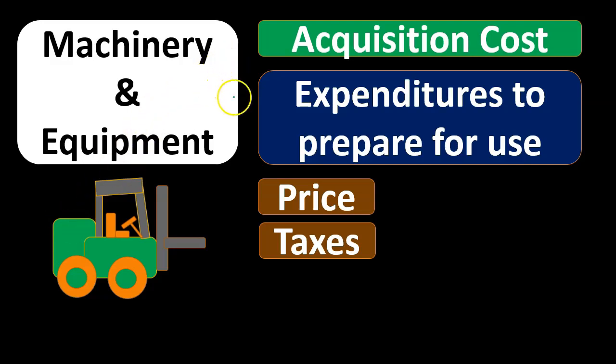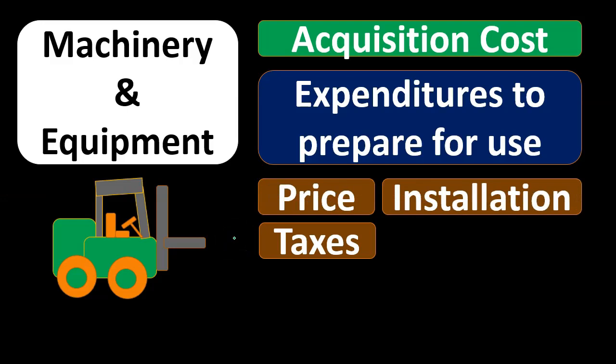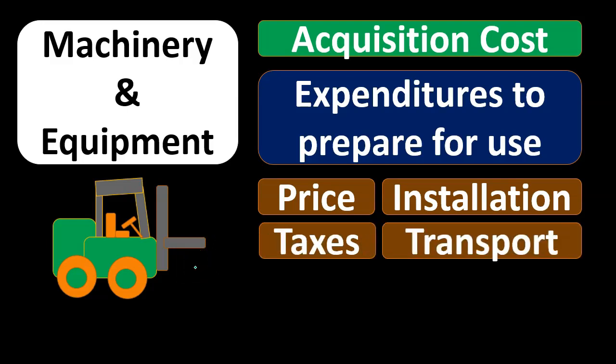The acquisition cost, the expenditures, the price would be related to it. The taxes, if we had to have sales tax on the forklift, that would be included. Any installation, obviously for a forklift, probably installation wouldn't be here, but transport would possibly be here. If we had to buy the forklift and then ship it, then we wouldn't be able to just expense the shipping costs. And note, that's really the difference here that we want to keep in mind.